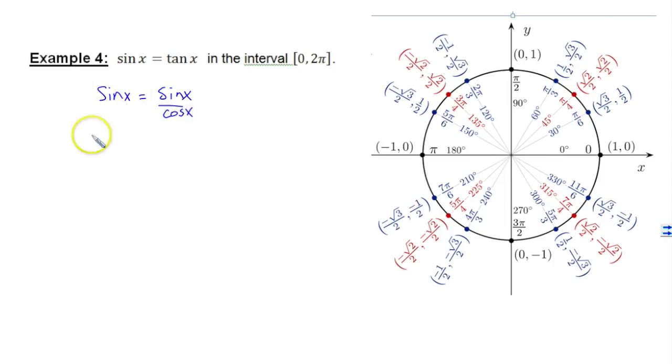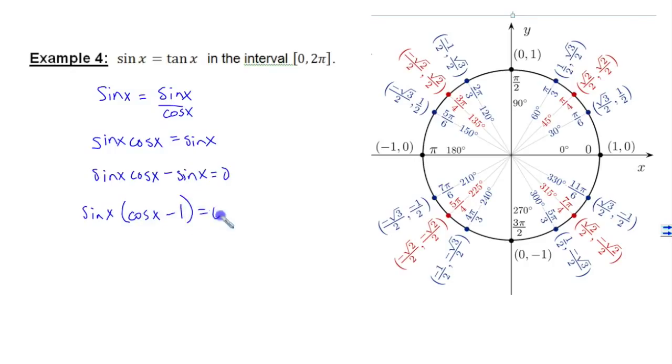And then I'll multiply by cosine on both sides. Sine x cosine x equals sine x. And this is a lot like the second one we did. So we're going to bring the sine x to this side by subtracting it. Factor it out. And then we set each of those equal to 0.